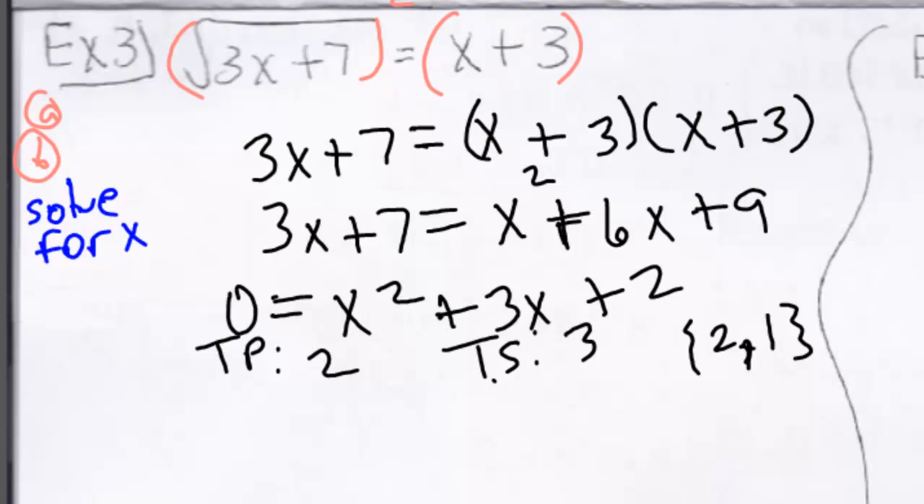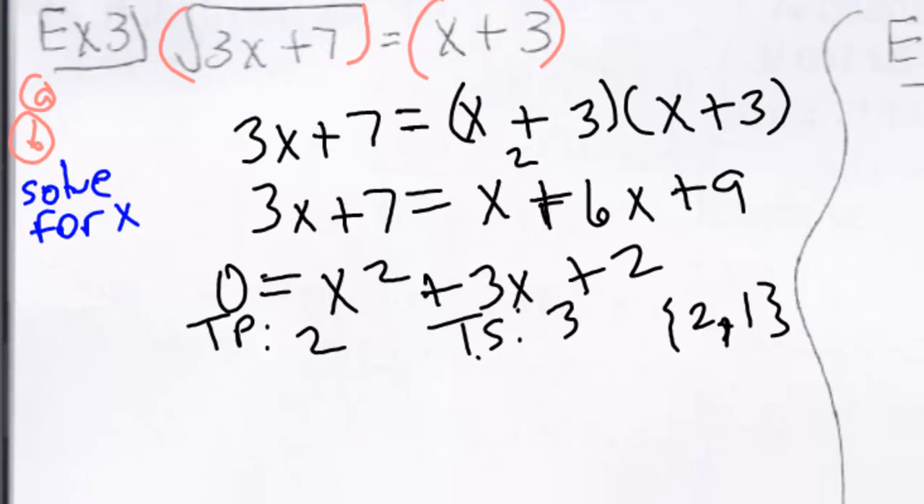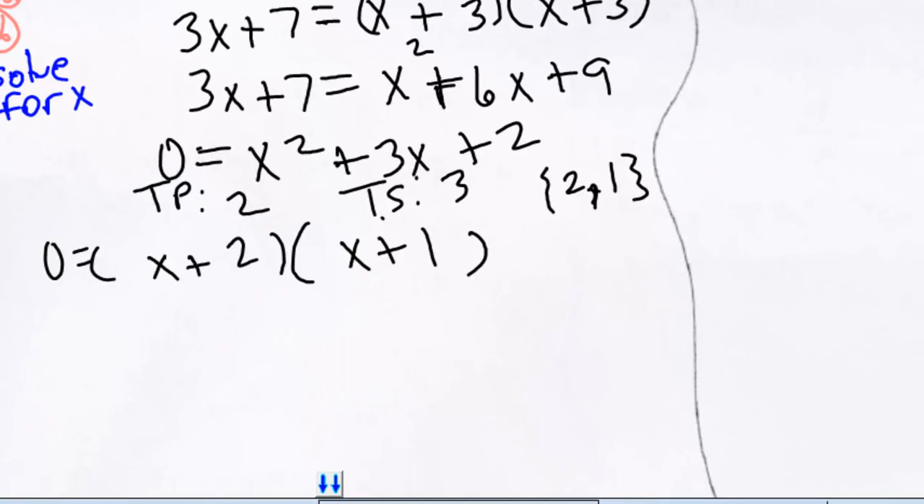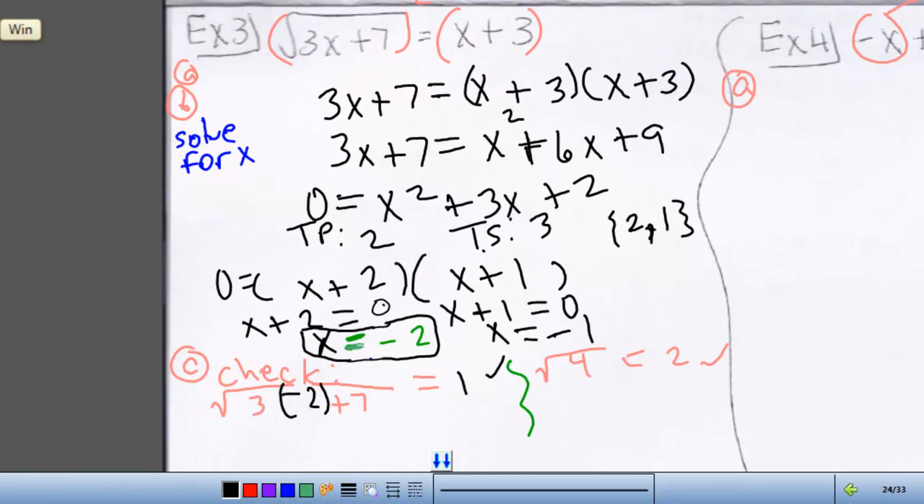The two numbers that multiply together to give me 2 but add together to give me 3 are 2 and 1. Now we need to set each of these factors equal to 0 and solve for x. We get x is equal to negative 2 and x is equal to negative 1. We still need to check to verify that these are not extraneous solutions.